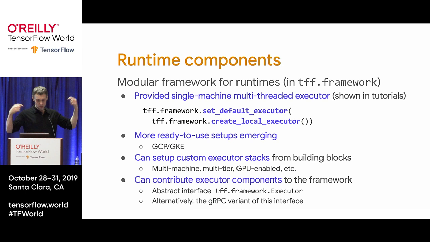If you want something more powerful, not long from now, we'll have an all-inclusive, ready-to-use solution for running things on Google Cloud and Kubernetes in a multi-machine setting. If you don't want to wait for that, you can actually just go and stitch it up yourself because all the components are basically there in that tff.framework namespace, and those include various kinds of little executors you can stack up together in the executor stack that you can use to construct the various multi-machine architectures with multiple tiers of aggregation, support for GPUs and things like that. And it's designed to be extensible so that people can plug in various kinds of components to it.